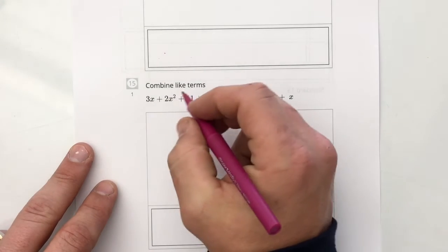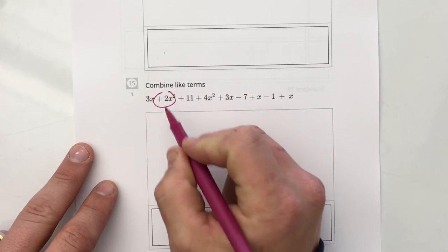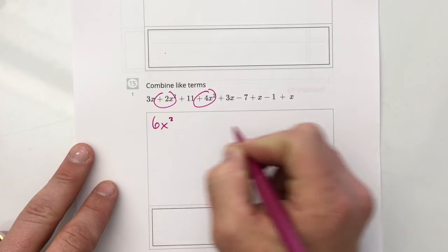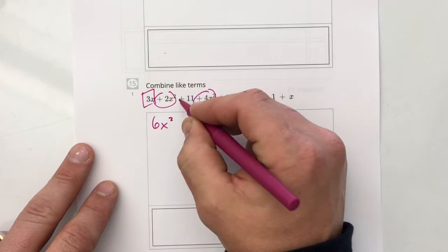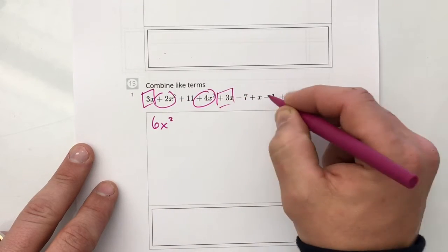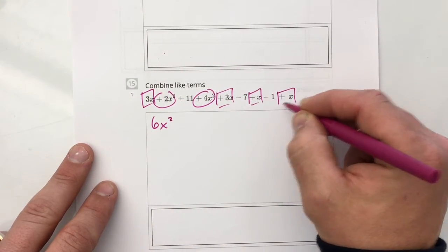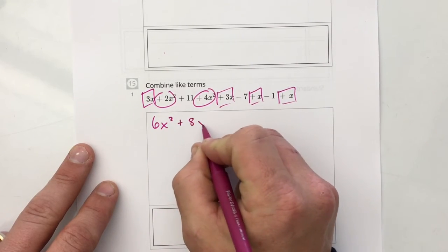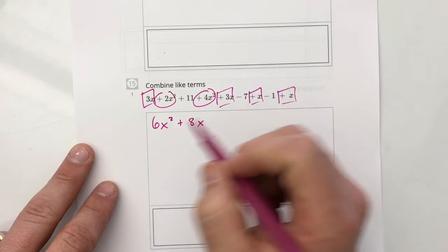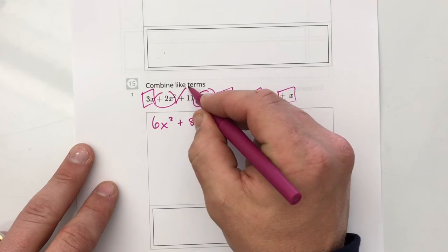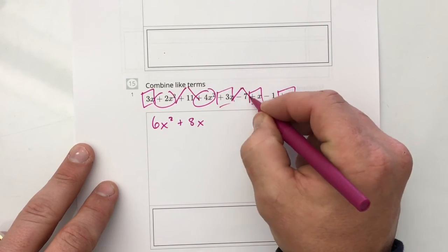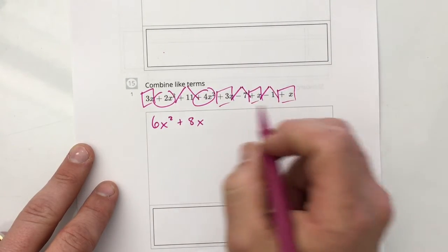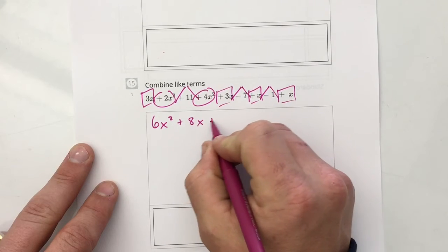Number 15. We'll start with the x squareds. Plus 2x squared plus 4x squared is 6x squared. We have 3x plus 3x plus x plus x. So 3, 6, 7, 8x. Here, a lot of people lost these minus signs. So we have plus 11 minus 7 minus 1. So 11 minus 7 is 4. 4 minus 1 is 3.